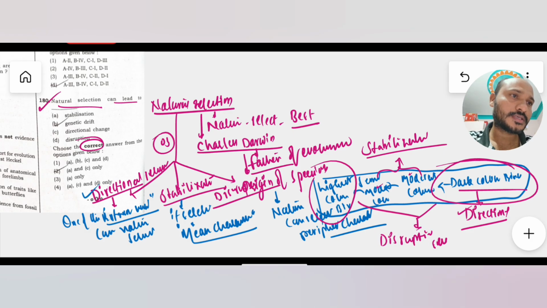Likewise, there are three different types of selection made by nature. Nature always selects the best one. If you choose the correct answer here, in which natural selection contains disruptive, directional and stabilizing, we need to select ACD. The right answer is the fourth one. With this we have completed each and every RE-NEET 2026.